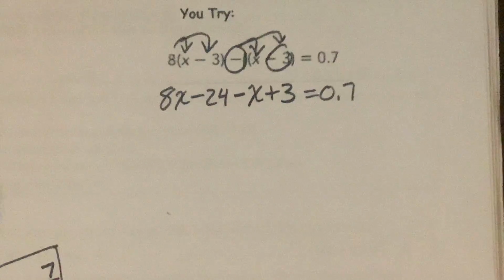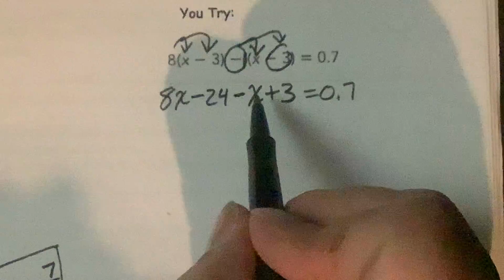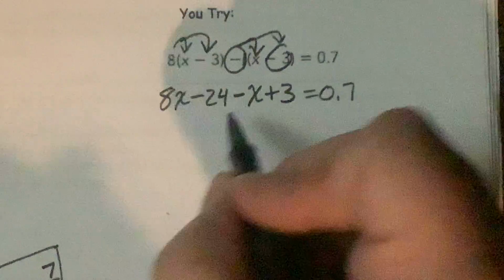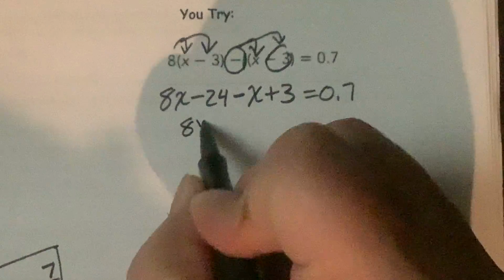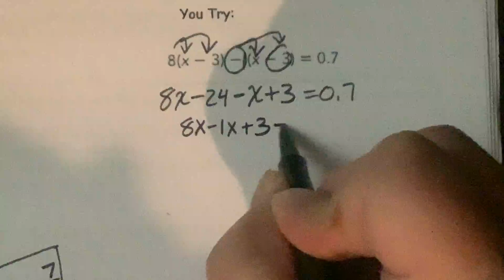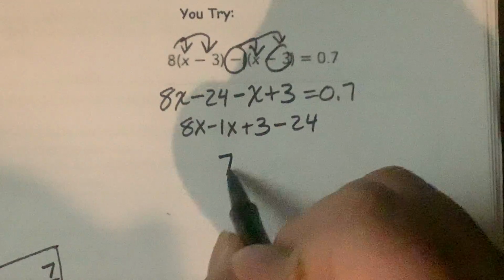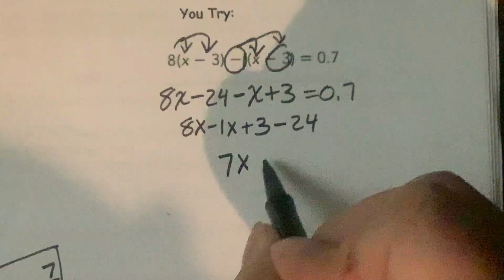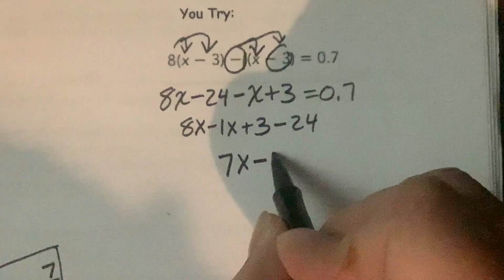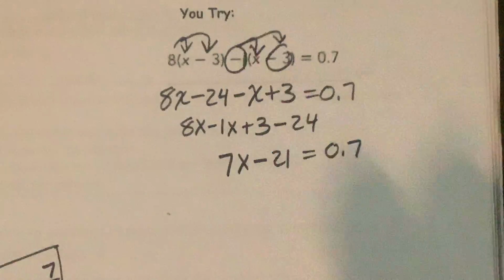You know, I could multiply this times... I'm not going to. All right. 8x minus 1x plus 3 minus 24. 8x minus 1x is 7x. 3 minus 24 is negative 21, equals 7/10.